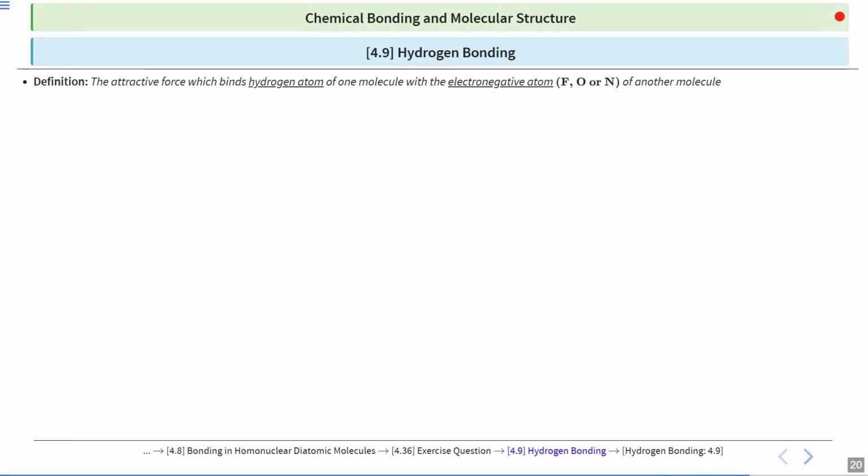Now let us move on to our next topic, which is hydrogen bonding. So what is hydrogen bonding? It is basically an interaction. It is not a bond, first of all. It is an interaction between the hydrogen atom of one molecule and an electronegative element. Now there are conditions to it. Every hydrogen is not capable of doing hydrogen bonding. So what are those criteria? We will see it.